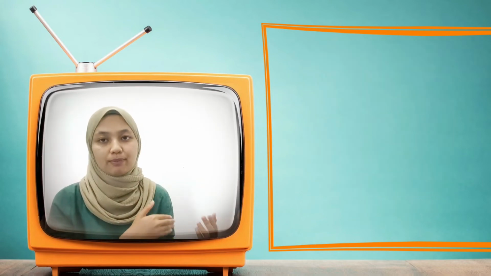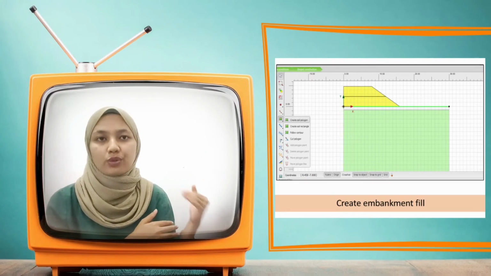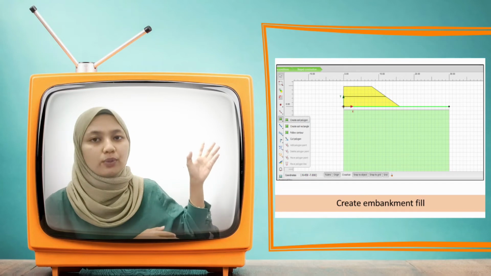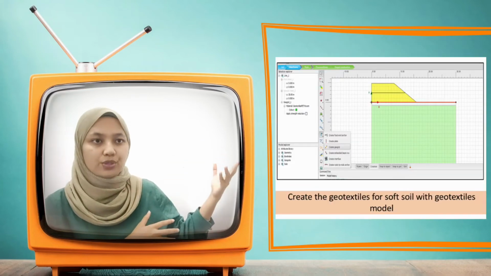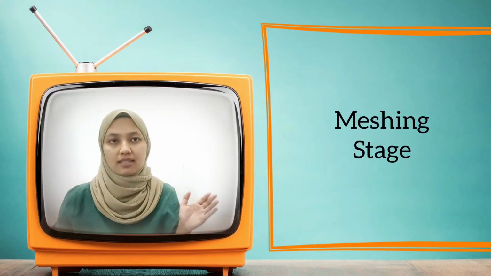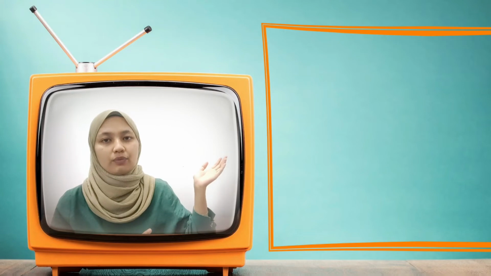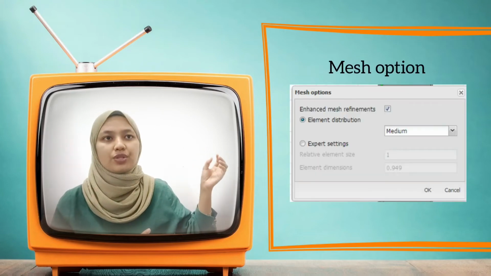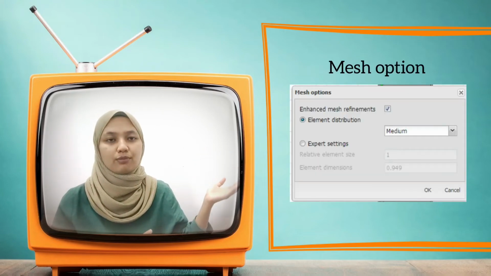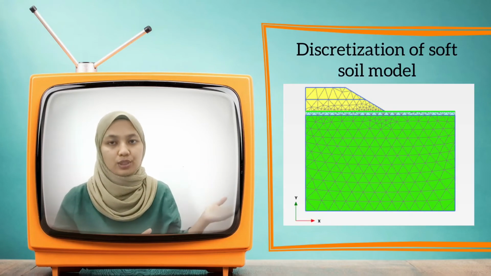Where we create the embankment fill. There are 2 layers of embankment fill by using the create soil polygons, and also we create the geotextile for soft soil with geotextile model by using create geocrete. Proceed to the meshing stage where we mesh all of the model, for which the mesh option we use medium element distribution, and this is the discretization of soft soil model.